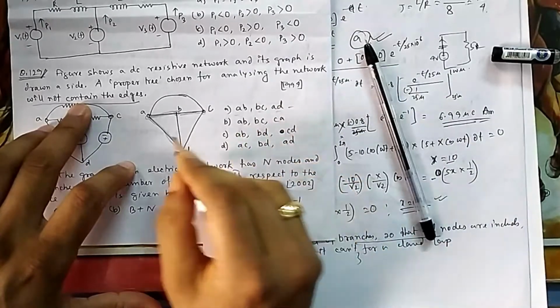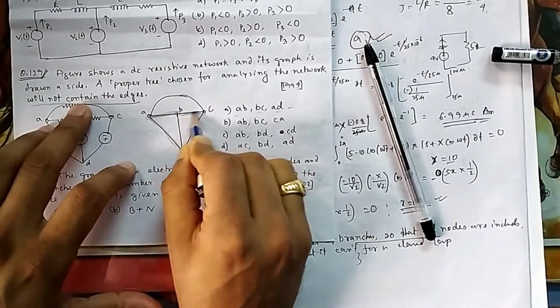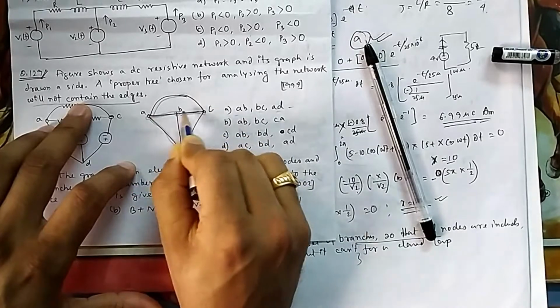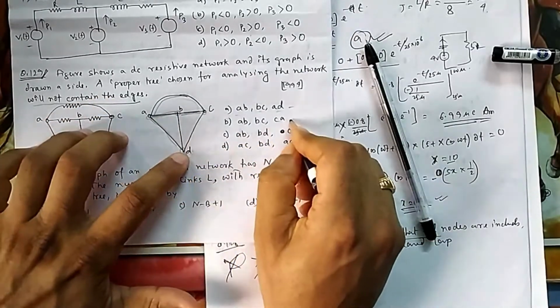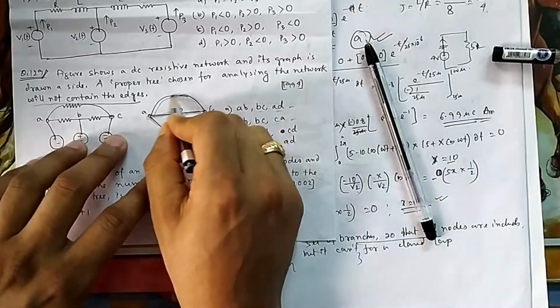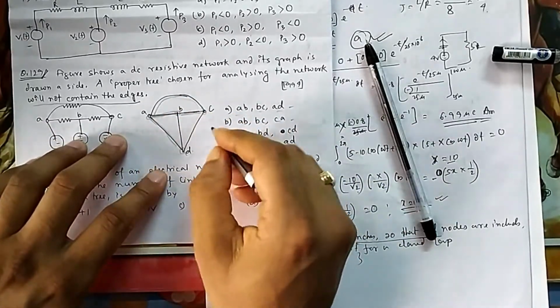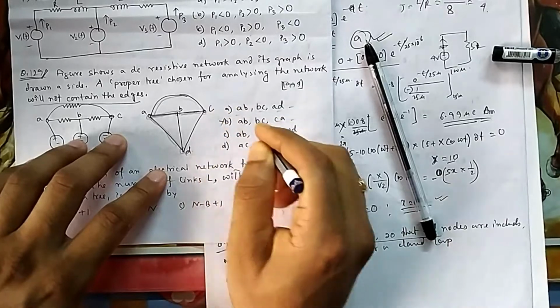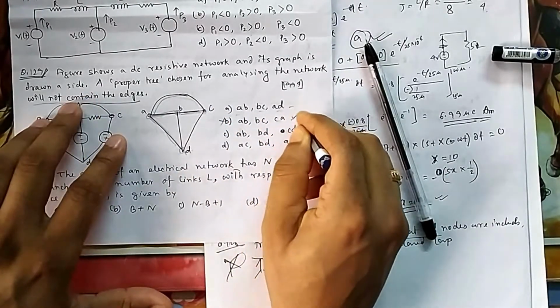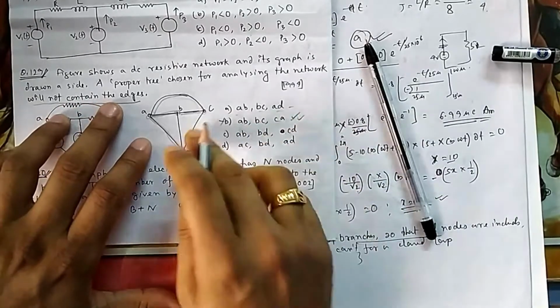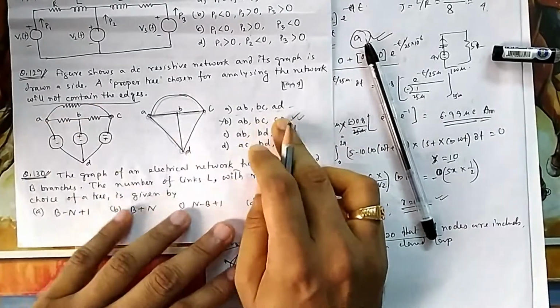AB, BC, CA. So if you take AB, then BC, then CA, you can see this node is not covered. And one more thing, this also forms a closed loop. So a closed loop cannot be formed. So B cannot be the answer. B cannot be a tree. So that is my answer, the one which cannot contain the edges.